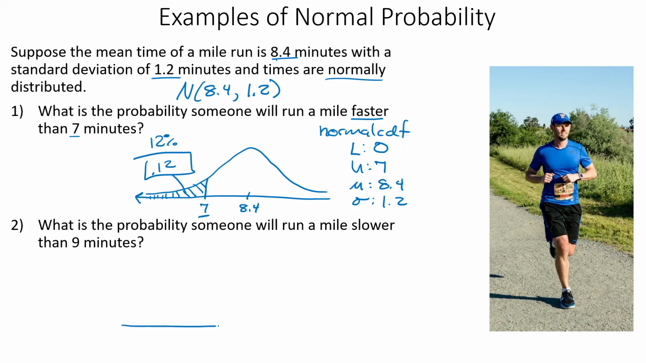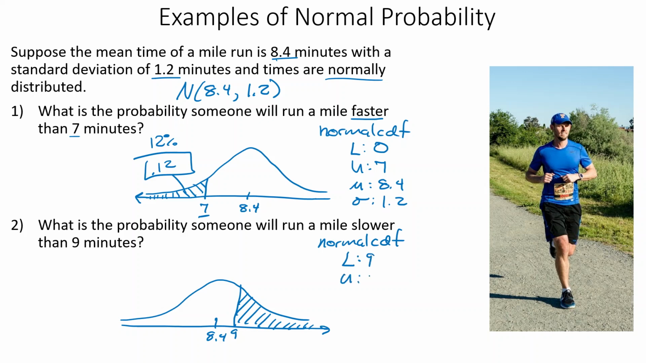All right, well, let's draw out our curve here. 8.4 in the middle. 9 would be maybe right there. Slower means a higher time, bigger numbers, like 10 minutes, 11 minutes, 12 minutes, and so on. All right, so if we want to find the area of that section, which is exactly the probability we're looking for, the lower bound would be the 9 where it starts, and the upper bound would be something big. It's like 1,000, 10,000, whatever. Our mean would still be the 8.4. Our standard deviation is still going to be the 1.2.